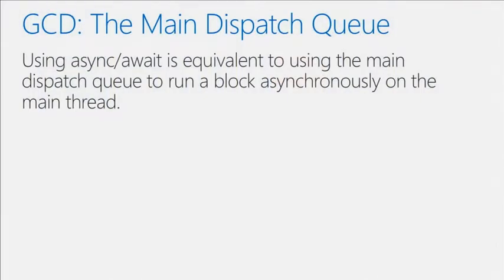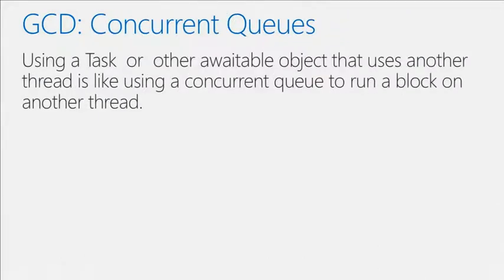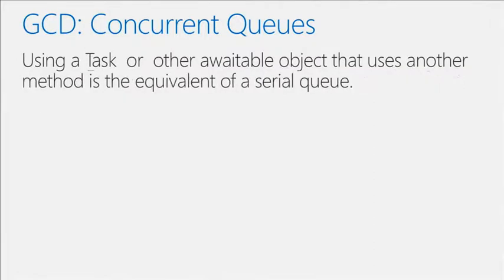In GCD, we have the main dispatch queue. Using async await is pretty much the moral equivalent of running a block asynchronously on the main thread. There are also concurrent queues where you're going to run tasks on another thread. While using the await expression to specifically run a task on another thread gives you pretty much the same effect as concurrent queues in GCD.